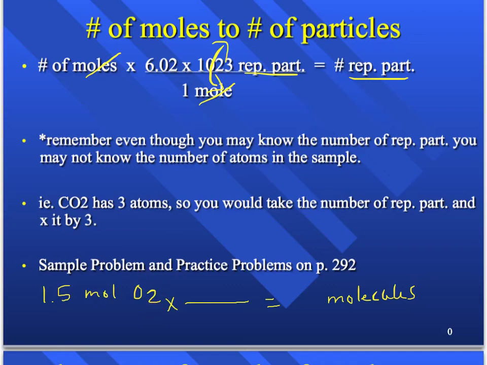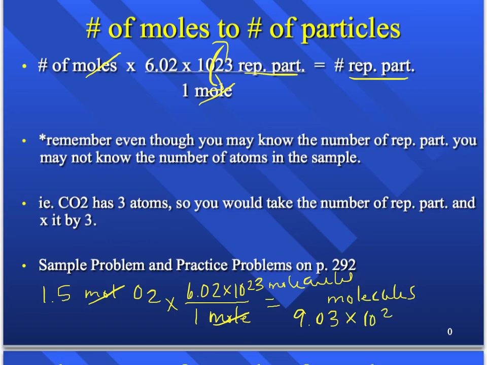So let's go ahead and set this up. We have our given, 1.5 moles of oxygen. We're going to take our 6.02 times 10 to the 23rd molecules over 1 mole. Of course our moles are going to cancel out, and so when I do this math, 1.5 times 6.02 times 10 to the 23rd, I come out with a value of 9.03 times 10 to the 23rd.